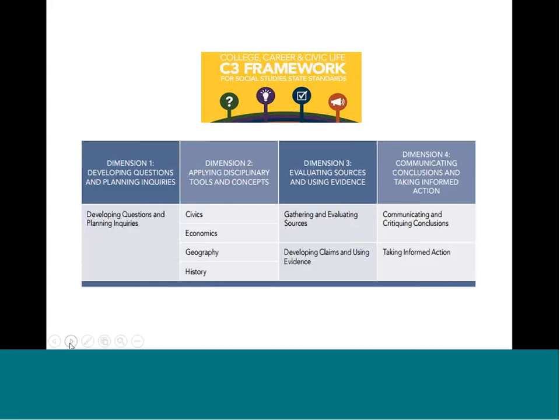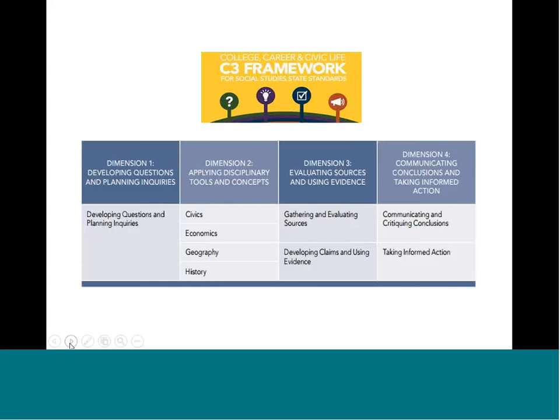The C3 outlines social studies instruction according to 4 dimensions. As you can see here on your screen, Dimension 1 is developing questions and planning inquiries, having students question the world around them, reacting to stimuli, primary sources, in order to identify compelling questions that they then want to seek answers to. In Dimension 2, they apply the disciplinary tools and concepts, and in social studies, that's civics, economics, geography, and history, to gather information about their compelling question that they established under Dimension 1.